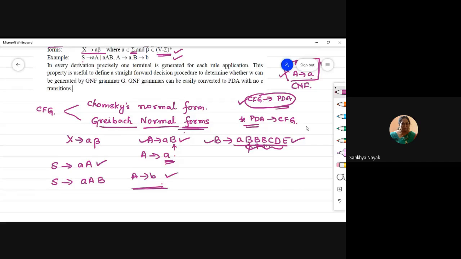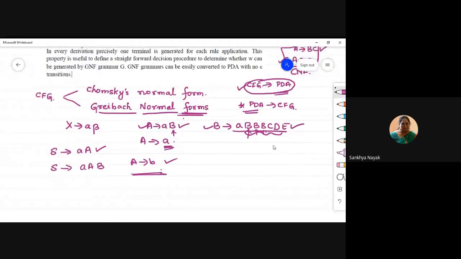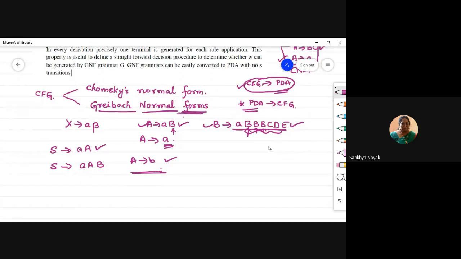One thing that we should remember is that in every derivation, when you apply a rule, one terminal is generated for every derivation.